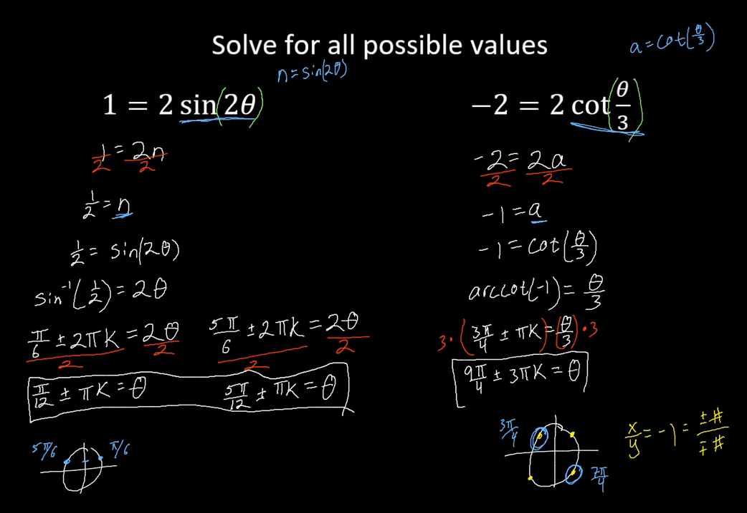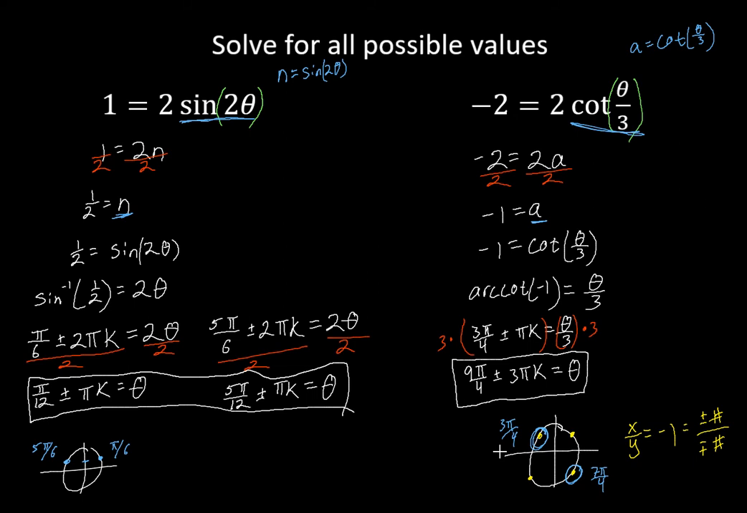Again, because it's tangent, we only need to worry about one of our answers. So again, you are more than welcome to prove that this 7 pi over 4 gives you the same answer, but because of that period of the tangent function, you know it has to.